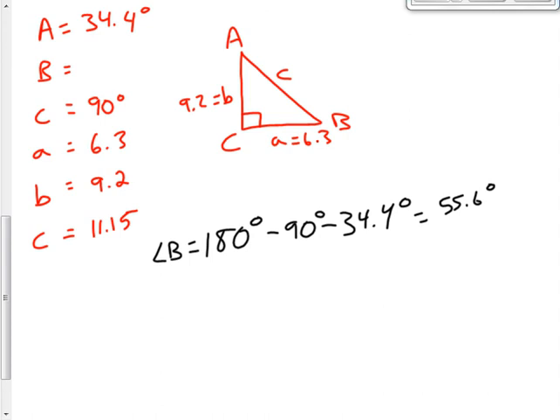Now, if you actually use the trig function here, the trig function that would find us angle B would be, let's go, tangent of angle B equals 9.2 over 6.3. And so I take the tangent inverse of both sides. Let me put my pen down here and move that over.